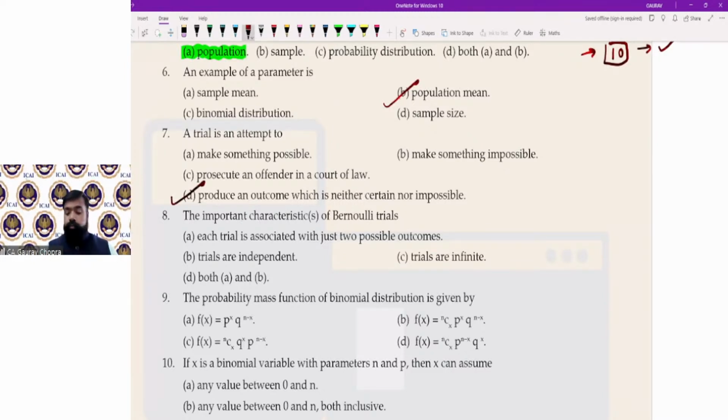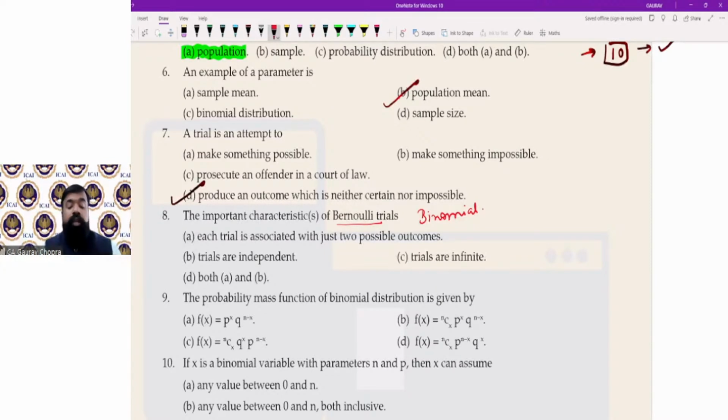Okay. Eighth one. The important characteristic of Bernoulli trial. Bernoulli means binomial we are talking about. So for binomial, what are the basic conditions? What are the basic characteristics? This we have to find out.